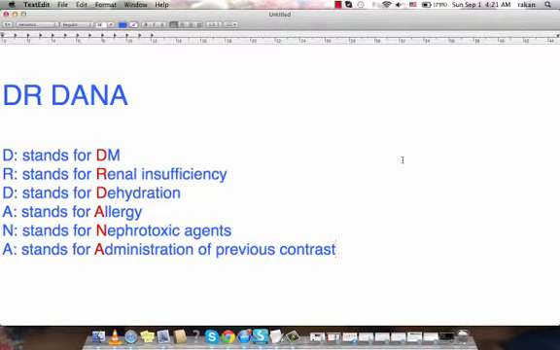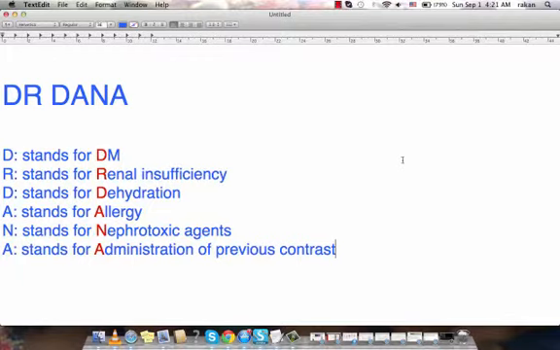Dana, DRDANA. As we see, D stands for diabetes mellitus. It's really important to know if your patient is on a certain oral hypoglycemic agent like metformin, for example, because metformin may lead to lactic acidosis, and if we accompany lactic acidosis with intravenous contrast, it will really endanger or threaten your patient's life, because simply IV contrast may lead to temporary shutdown or temporary disturbance in the renal function. So it's advisable to stop metformin 2 days before the procedure.